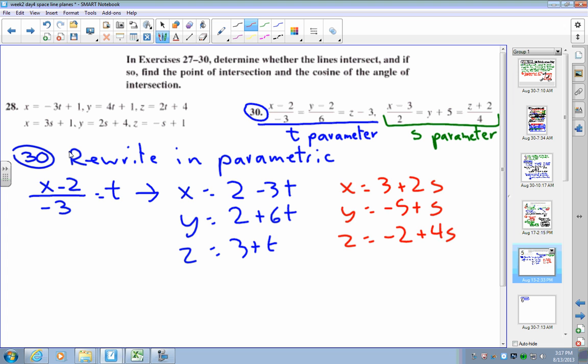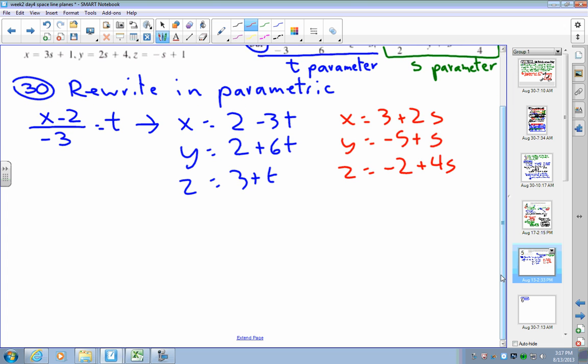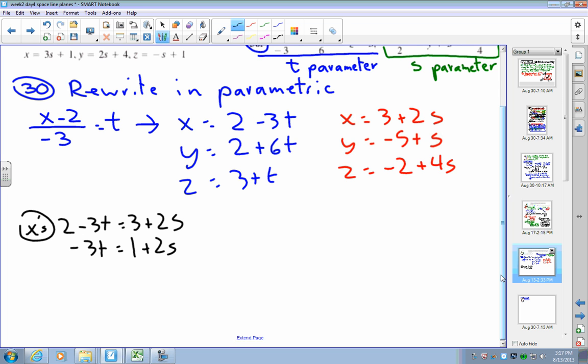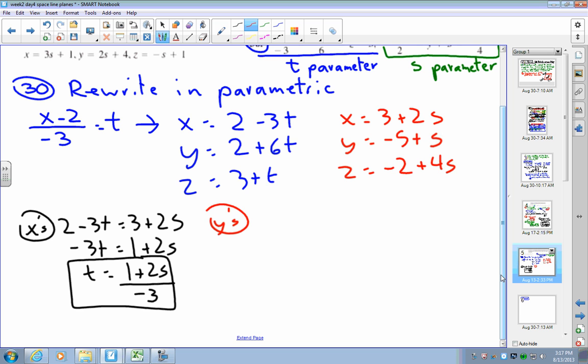So now with that, just like before, we can set x equal, y equal, and z equal. If I do the x's, I got 2 minus 3t equals 3 plus 2s. Yuck. Negative 3t equals 1 plus 2s. So you could say t equals 1 plus 2s all over negative 3. Now remember, there's going to be 3 equations and only 2 unknowns. So let's try the y's.